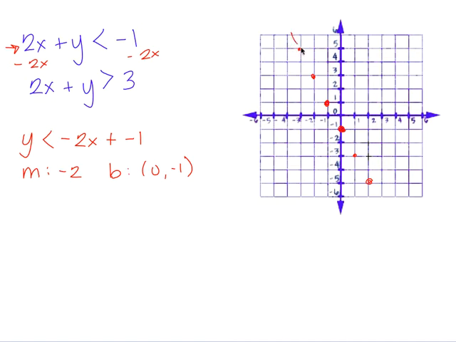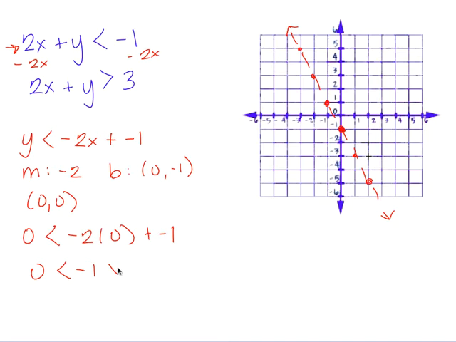Then I'm going to use a dashed line since that equal sign is not there. All right, now I need to shade. So I'm going to test (0, 0). I get 0 is less than negative 2 times 0 plus negative 1. 0 is less than negative 1. That is false, so I'm going to shade where (0, 0) is not. So that is below the line.